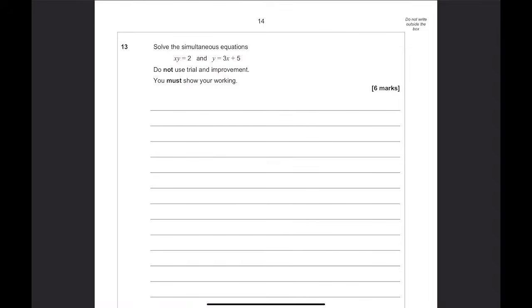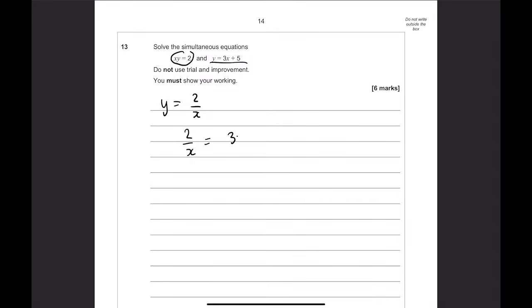Solve the simultaneous equations, do not use trial and improvement. So basically do proper workings and think of a method that works. We get 6 marks for this, which is very rewarding. Straight away, I notice if we rearrange this one, we can write it as 2 over x. And then we have two equations that we can put equal to each other because they both equal y.